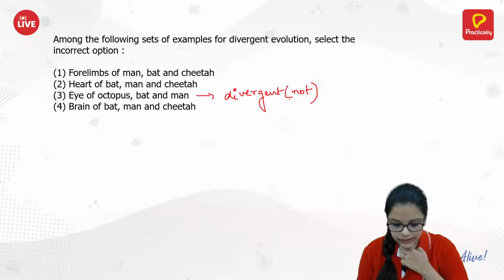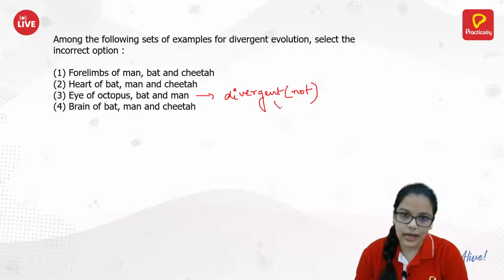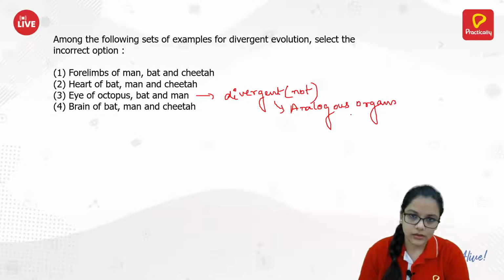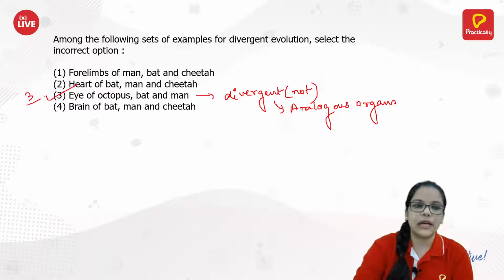Okay. Mostly that kind of evolution is for analogous. These are analogous organs. Okay, and so the answer is eye of octopus, bat, and man.